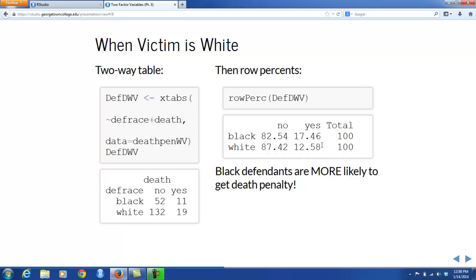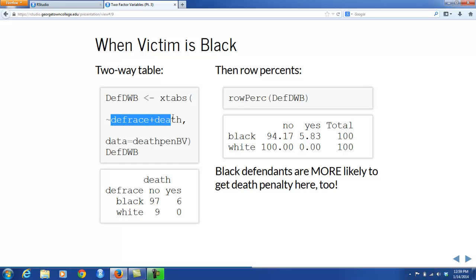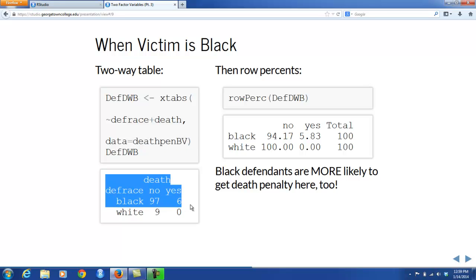So you probably figure that if we look at the other subset, where the victim is black, we're going to have to find that the white defendant is considerably more likely to get the death penalty to make up for the fact that here the black defendant is more likely to get the death penalty. So let's take a look at the other subset. So again, we'll study the relationship between defendant's race and death, but for the subset data frame, DeathPin BV, where the victim is black, we'll get our two-way table, and we'll look at some row percents.